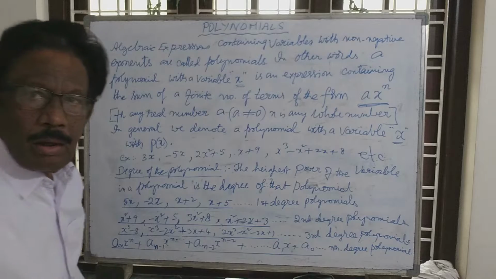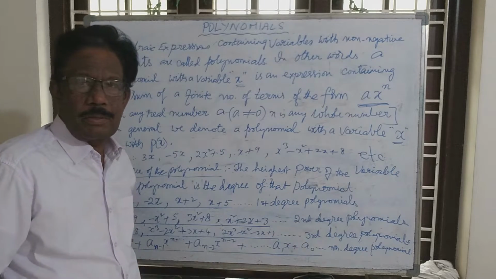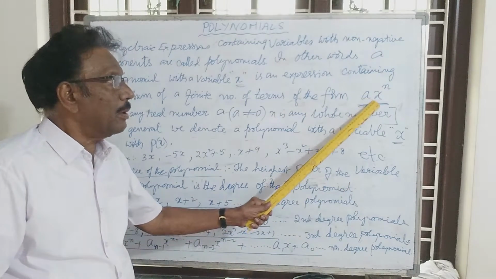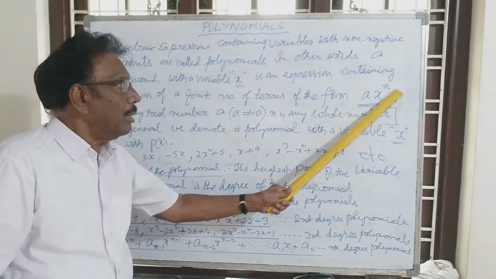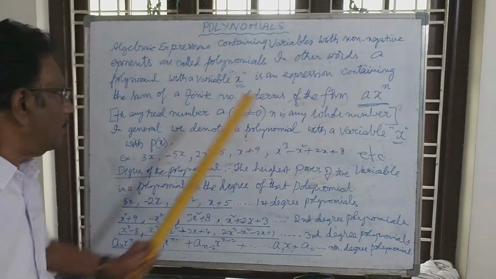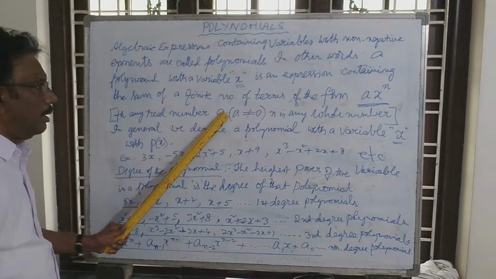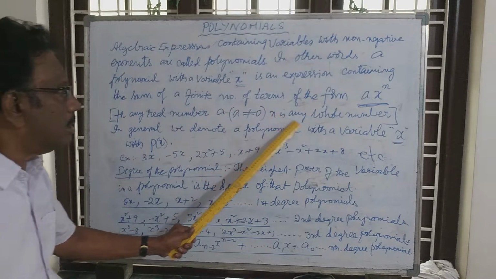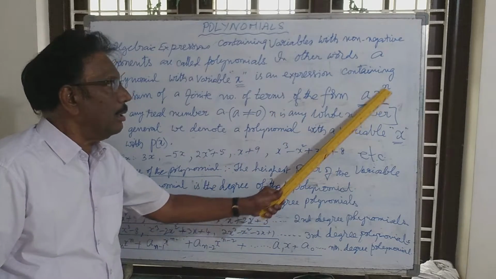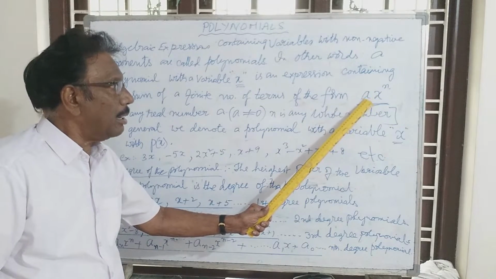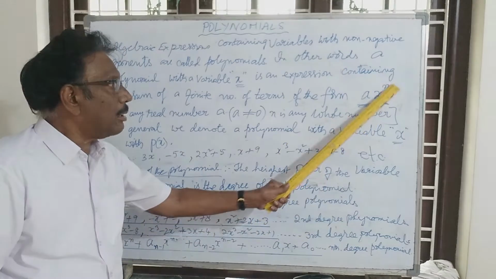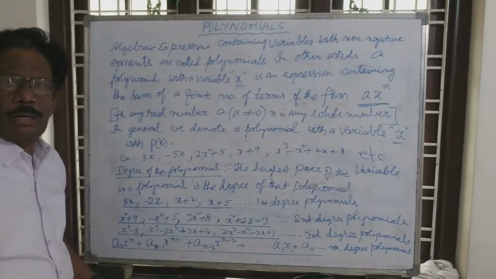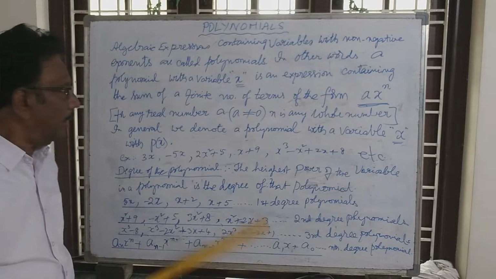A polynomial is nothing but an algebraic expression. It is a sum of some terms of the form ax to the power of n, in which ax to the power of n is an example of a term. What is in the term? a is any real number not equal to 0, n is a whole number, and x is the variable. All terms are in this form. The sum of the terms of this form is an algebraic expression called a polynomial. Understand?